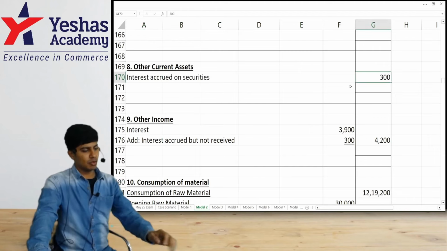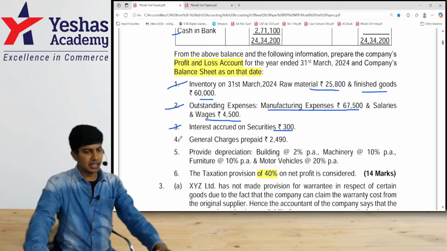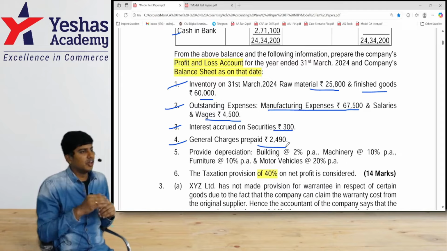Okay. What's after interest? General charges prepaid 2,490. What do you mean by prepaid? We already paid, but we have not taken the benefit. When will we take benefit? Next year. We will take the service later. General charges paid.